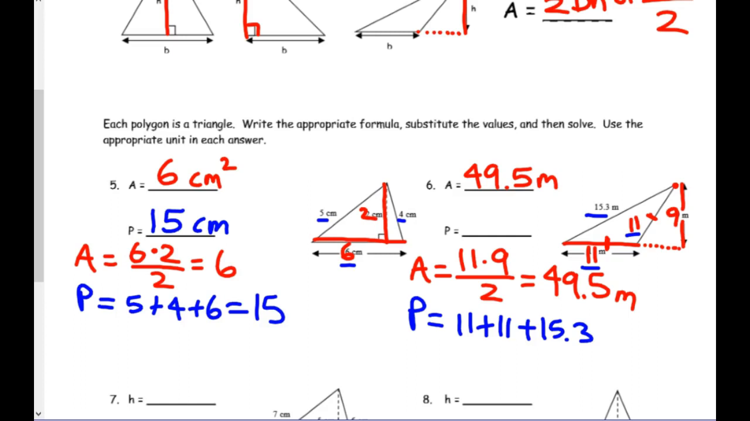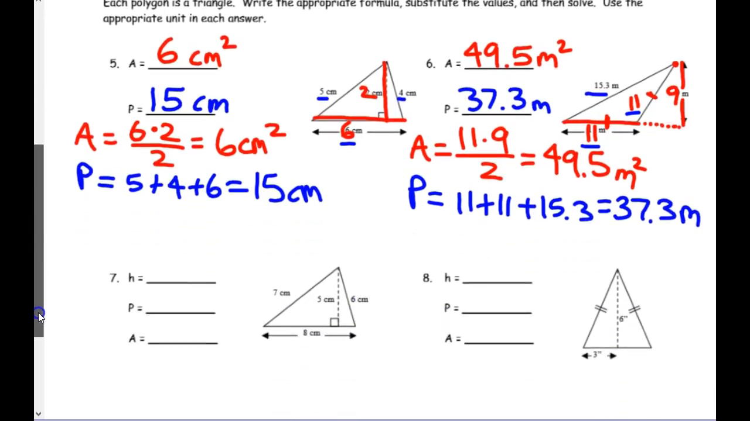So again, when we add up all those sides, we get 37.3 meters, okay? And let me go back in time here and add a little squared, because I don't want to forget that. My bad. Let's make sure we put them over here too. Let's be consistent. Mr. G, you've been goofing up. All right, here we go. So 37.3 meters. So far so good on triangles.